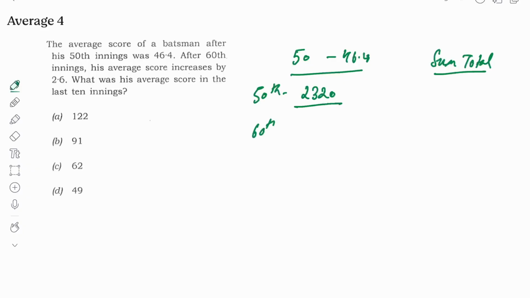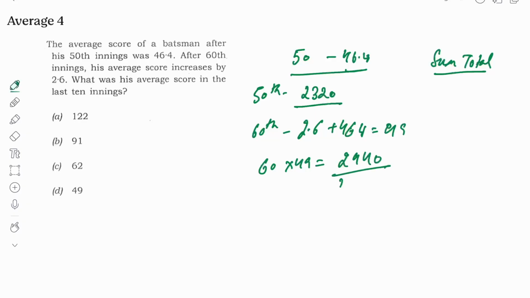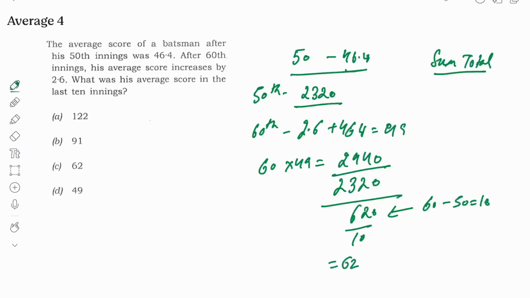After the 60th innings his average increases by 2.6. So it was 46.4 plus 2.6, which adds up to 49. So after 60 innings it would be 60 into 49, which equals 2940. Earlier we had 2320. What is the difference? 620. How many innings? 60 minus 50, that is 10. So 620 by 10 comes out to be 62. This is the answer. This is the sum total way of solving.